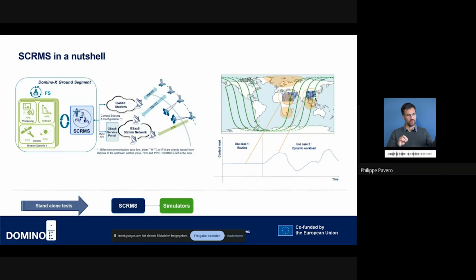All right, so I will start by re-explaining what the SCRMS does. SCRMS stands for Satellite Communication and Resource Management Service. Here we'll focus on the communication part. The SCRMS is a multi-mission domino. On the one part, we have multiple constellations. And on the other part, we have own stations and ground station as a service networks, where we can loan slots from external commercial stations.